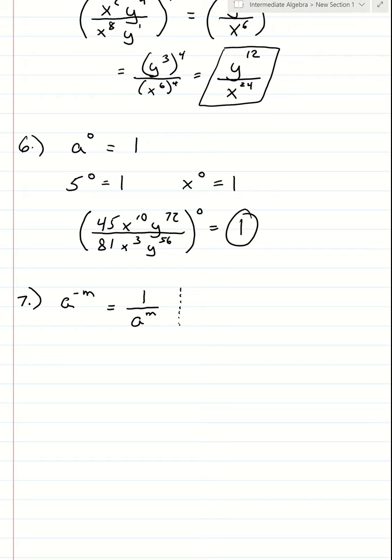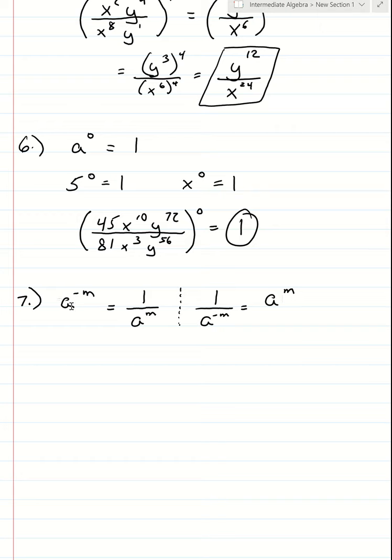Of course, the opposite is also true. If I have 1 over a to the negative m, that will equal a to the positive m. Let's just see what took place here. Basically, what I did was change the location of the base. Initially, a was here in the numerator, okay? And since that a was being raised to a negative power, I needed to get rid of that negative power.